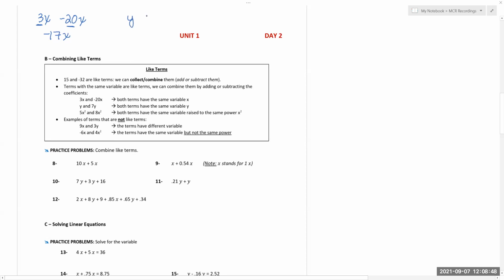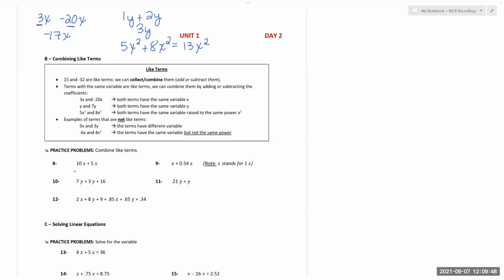You can add a y and a 2y. You put a 1 in front, and that would give you 3y. You could add the 5x squared and the 8x squared. You need 5 square feet of carpet, 8 square feet of carpet. You need to buy 13 square feet of carpet. But you can't combine an x and a y, and you can't combine an x and an x squared. So they have to have the same exponent and the same variable.